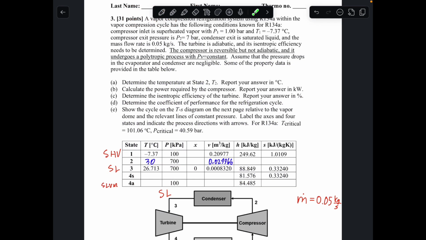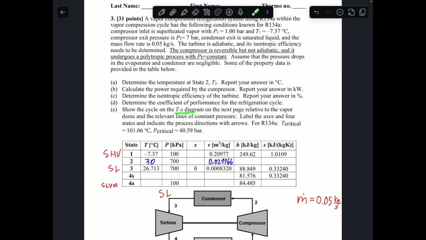So let's move on to the last part of the problem, which is part E, and that asks us to show the cycle on the TS diagram on the next page relative to the vapor dome and the relevant lines of constant pressure. Label the axes and the four states and indicate the process directions with arrows. And they give us the information for the critical temperature and pressure for R134A.